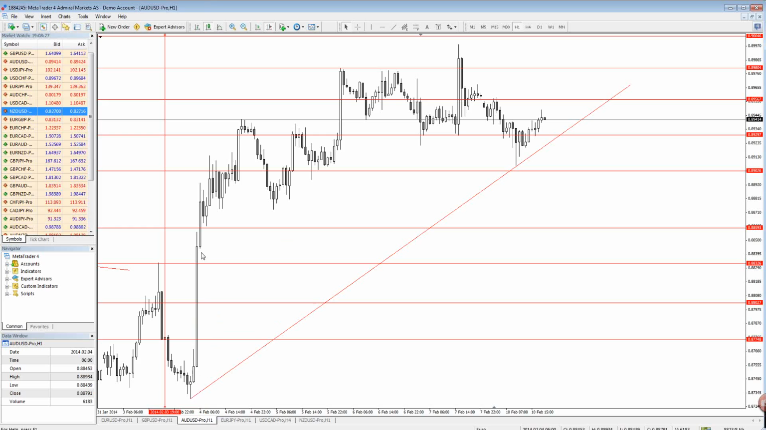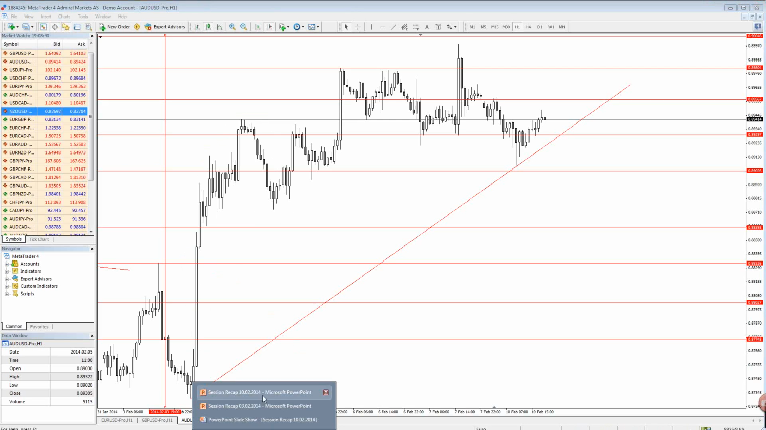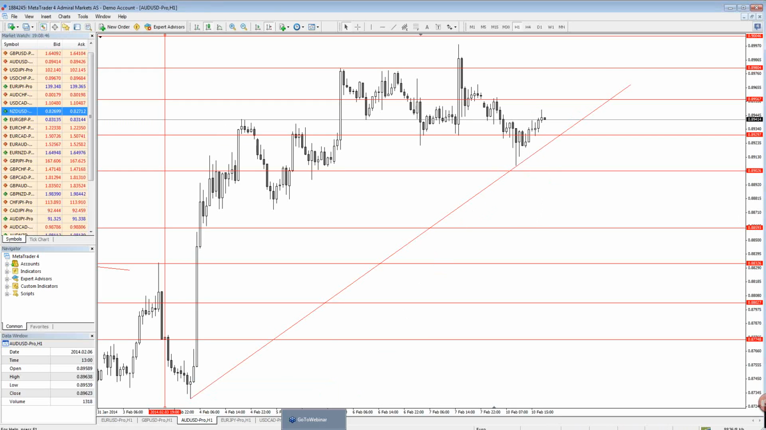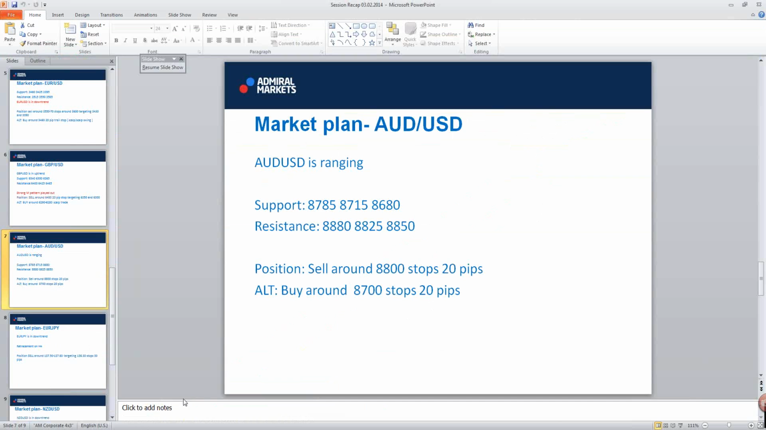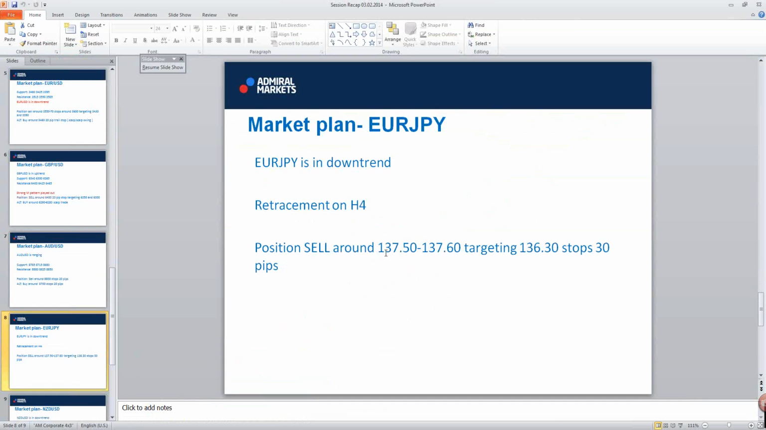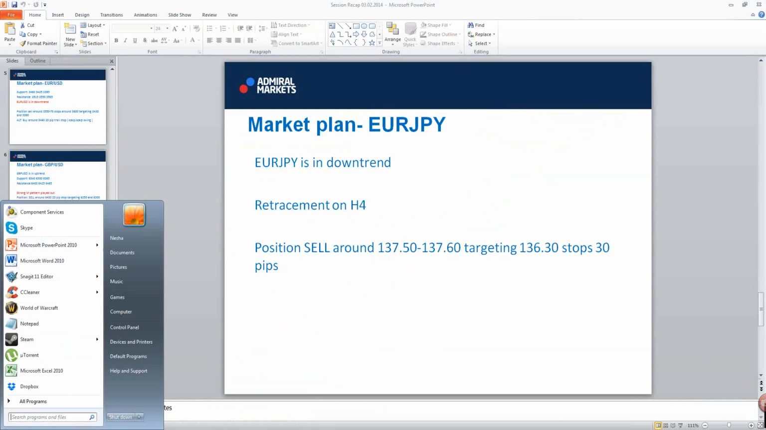I never do that. If you know my style of trading, I never do that. I always wait for the news to kick in or to give me a retracement. This could have been great retracement just prior to news. But, well, what happened? Basically, the price went in strongly to the upside. Now we will have a buy trade possible on Aussie. We will see. Then Euro Yen, sell around 137.50 to 137.60.